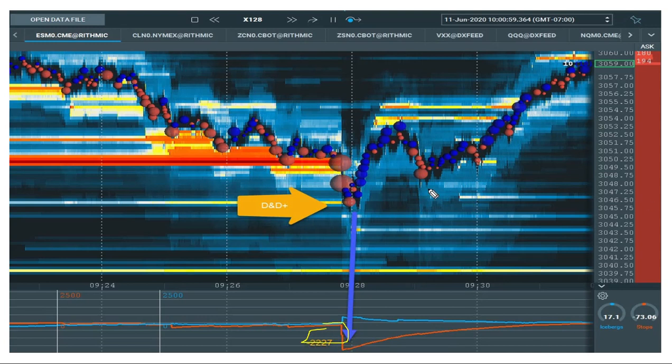Okay, so that concludes the Dumb and Dumber setup. Again, very powerful. These are all very, very powerful setups, but you're going to see as you start to incorporate all these setups into your trading, you're going to be a very, very powerful trader. So we'll be back with the next setup.